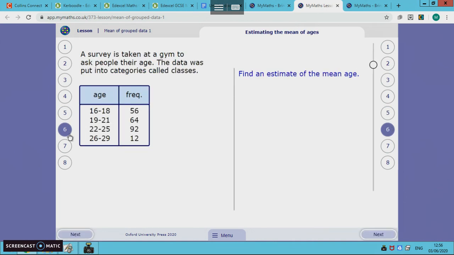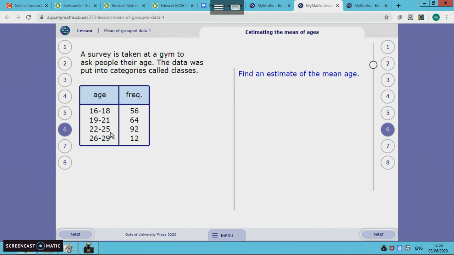So here we go. This is grouped data, when you've got something like age, where they've been put in a group: 16 to 18, 19 to 21, 22 to 25, and 26 to 29. So they've been put into groups. Now, how could we do that if there's not a definitive number in the age? We can't do 16 times 56, and we can't do 18 times 56. We've got to find an estimate.